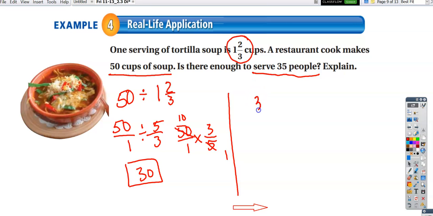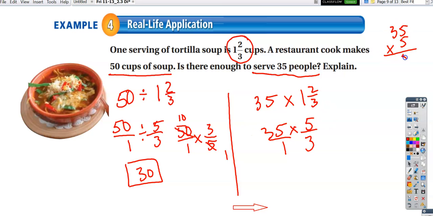What if I knew that there was 35 people that I was serving and each person would get 1 2/3 cup of soup? So the word each, right, in this instance means multiply. So maybe I could have just figured out the problem by doing this math, which may look a little bit harder because the numbers are harder. So remember, when I multiply across, I have 35 times 5 over 3. So 5 times 35 is 175, and this equals 175 over 3.